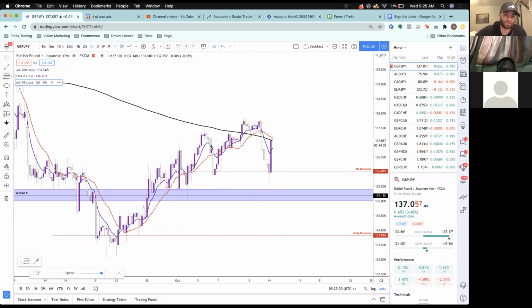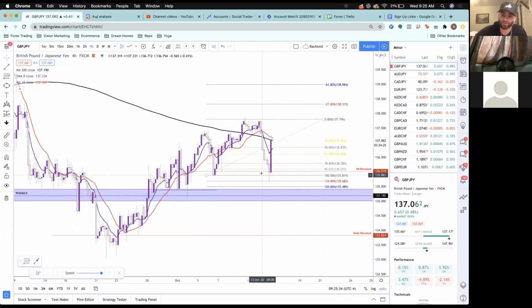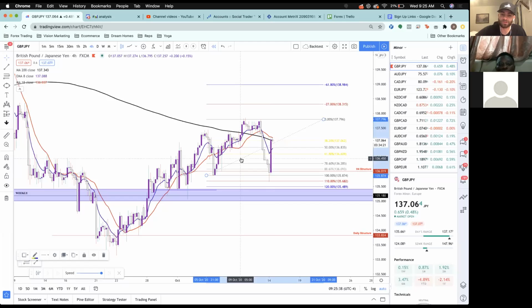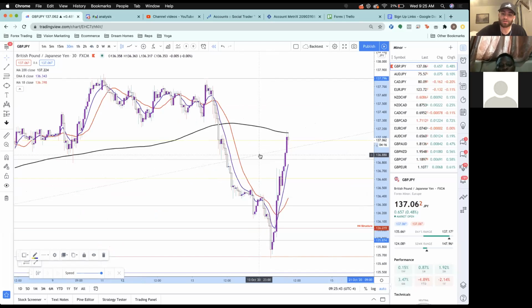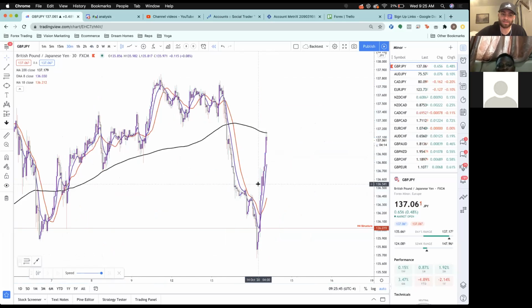But we are looking for buys. If I fib this, we hit all the way down here, this 88.6, the 100% level. So we're still very much in an uptrend right now. And as I come to the 30-minute, this thing is just kind of in no man's land at the moment. We need some sort of pullback.